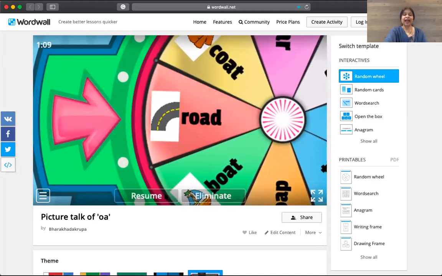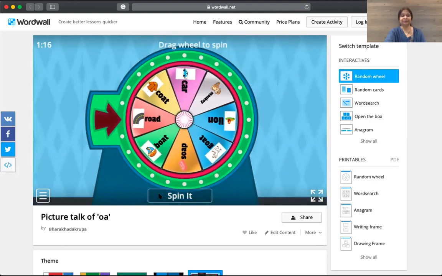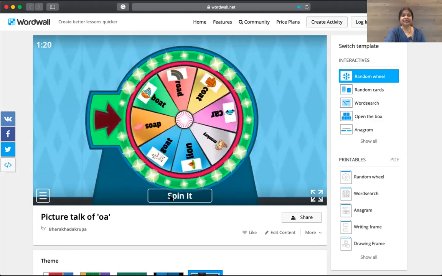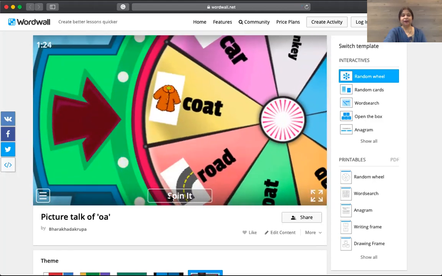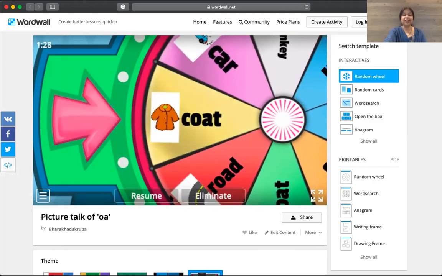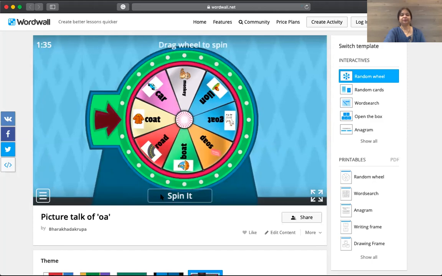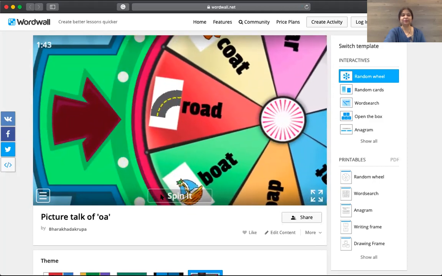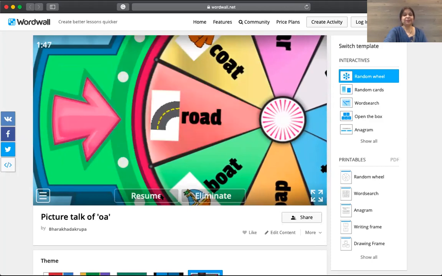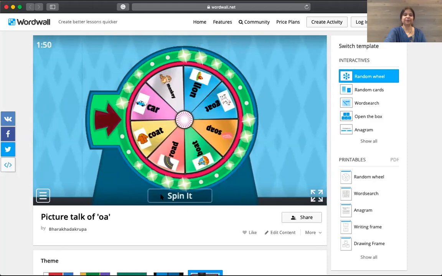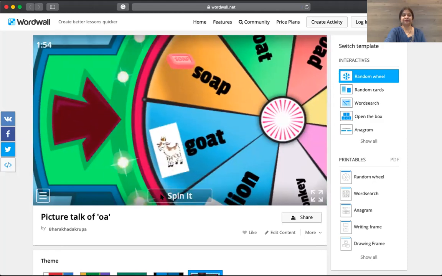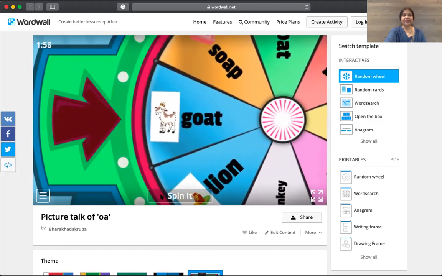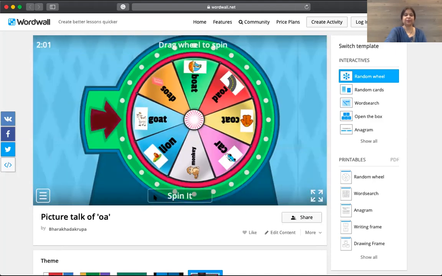Oh, it stopped on road. And road also has O sound. So again, we are going to resume the road. Let's spin it again. Let's see. Oh, it stopped on the object coat. And coat also has the sound O. So again, we are going to resume the object coat. Let's spin it again. Oh, again, it has stopped on road. And we are going to resume it. Let's quickly spin it again. Again, it has stopped on goat. So let's resume it because goat has O sound.